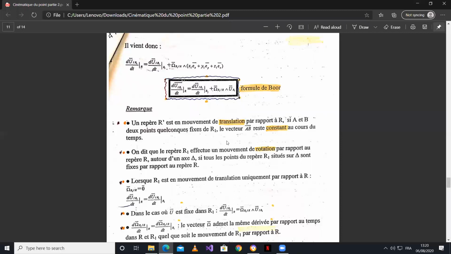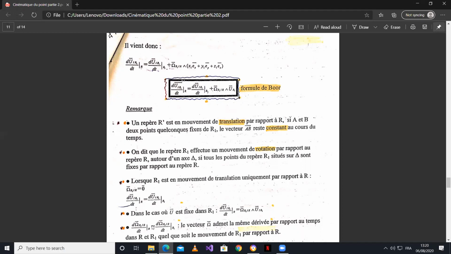And you are going to have d de u R1 dt dont R being equal to just this term here, just deriving it in its own referential, without that expression containing the vitesse angulaire, because the vitesse angulaire is equal to 0. Because of that, this entire term on this side is going to be 0, so we'll just be left with this, and we'll have this being equal to that there. If it's translation uniquement, only, that's when the vitesse angulaire is going to be 0. But as long as there's rotation, the vitesse angulaire is going to be different from 0.